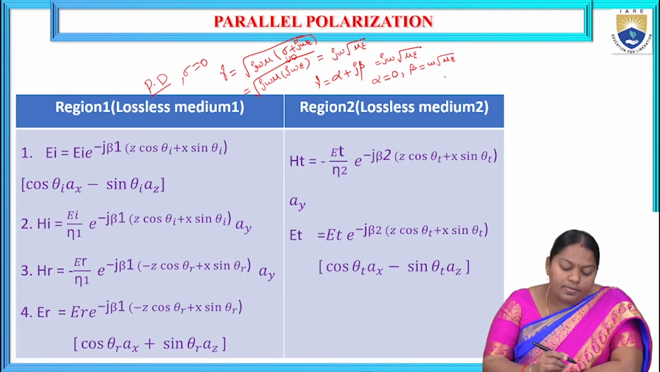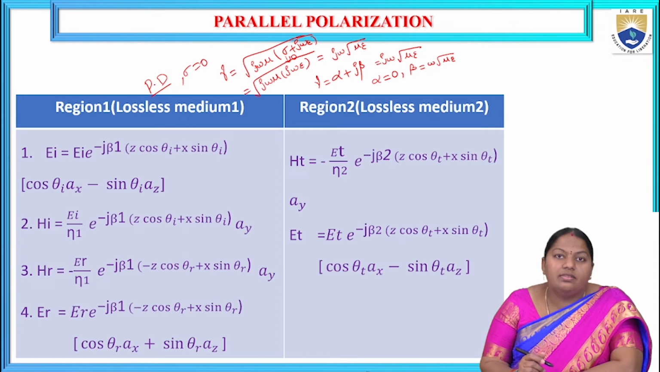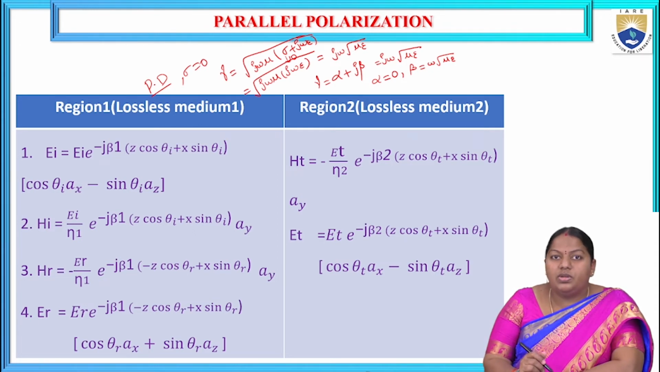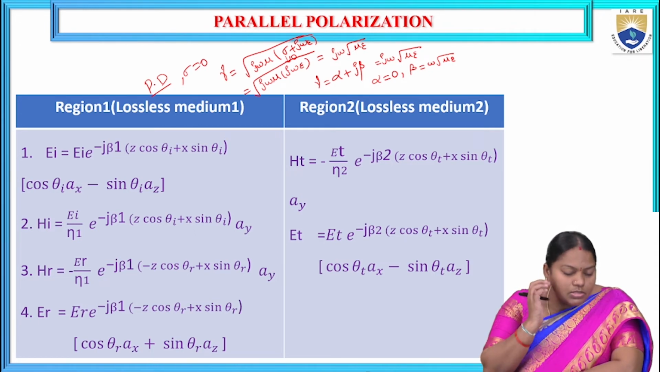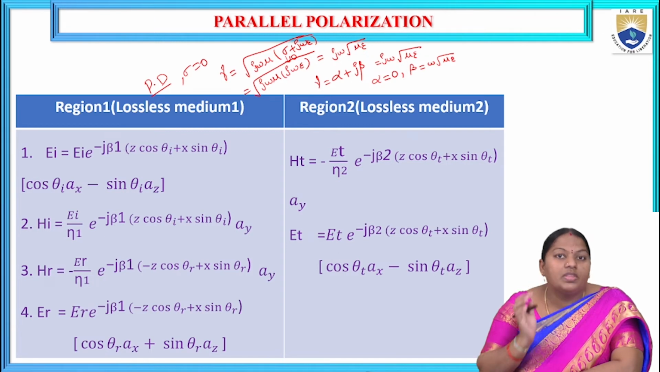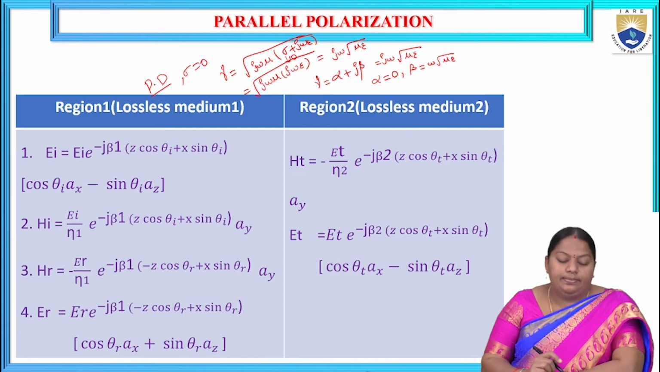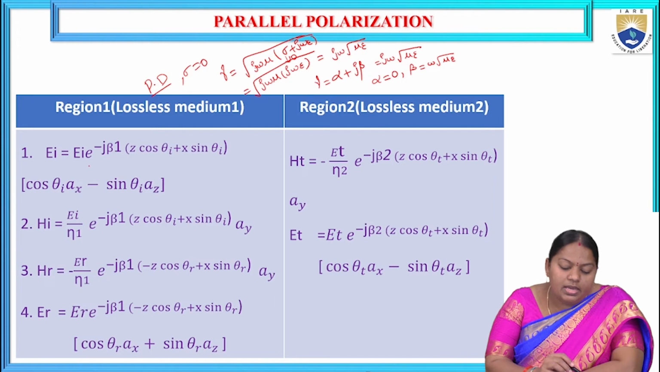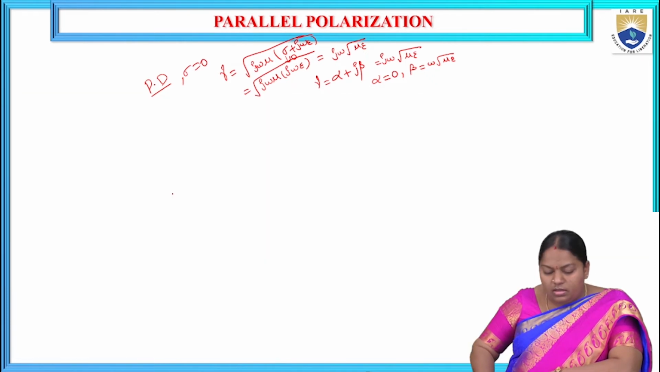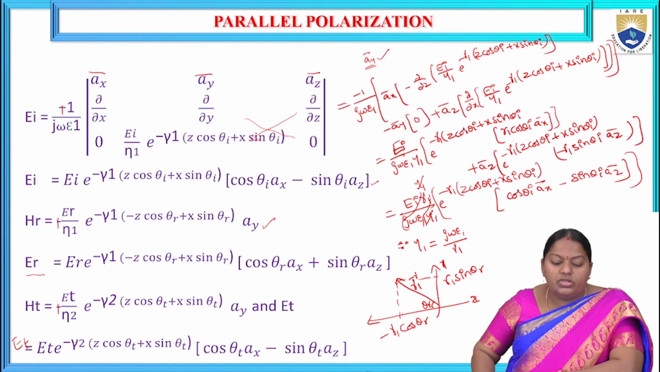Now in all the past 6 equations, we just replace gamma 1 by j beta 1 and gamma 2 by j beta 2. Why? Because 1 and 2 denote medium 1 and 2 respectively. So EI is given by EI into e power minus j beta 1 z cos theta I plus x sin theta I into cos theta I ax minus sin theta I az. See, previously we have derived all these 6 equations, right?